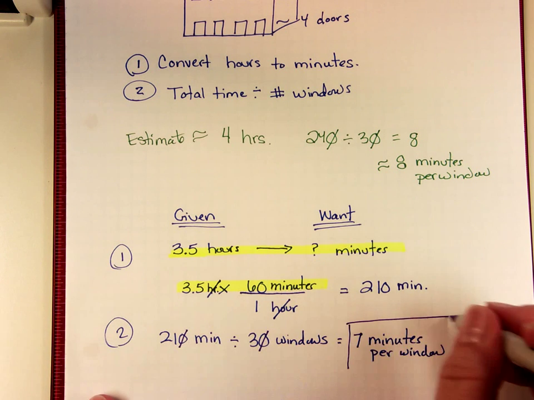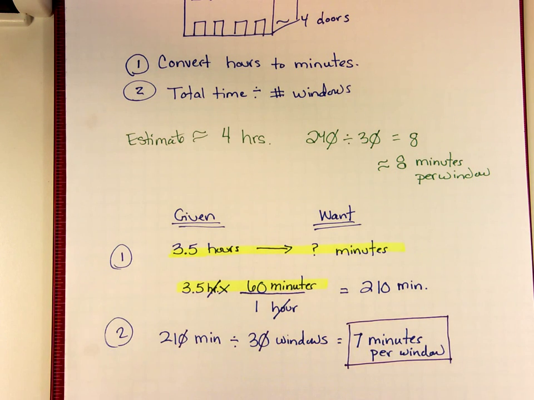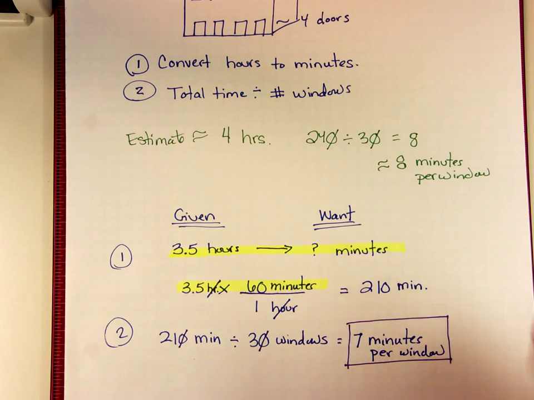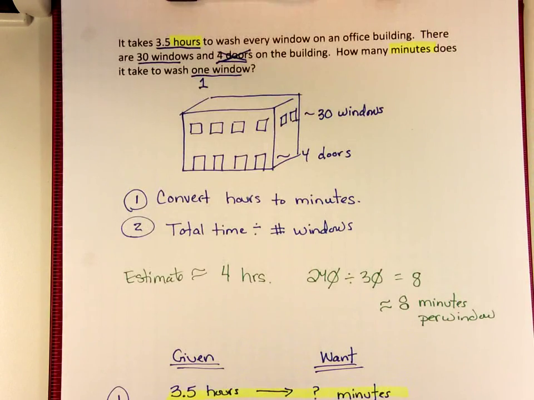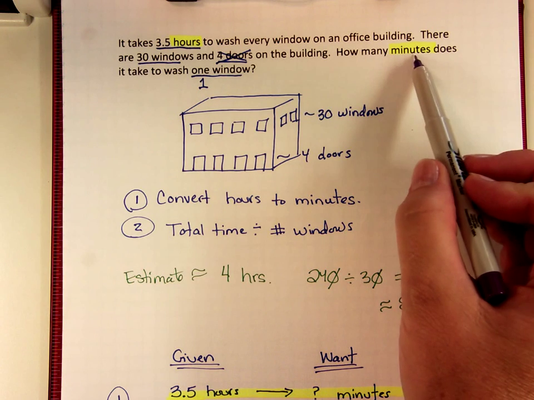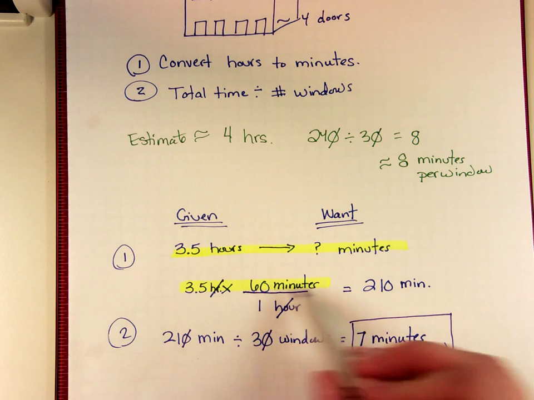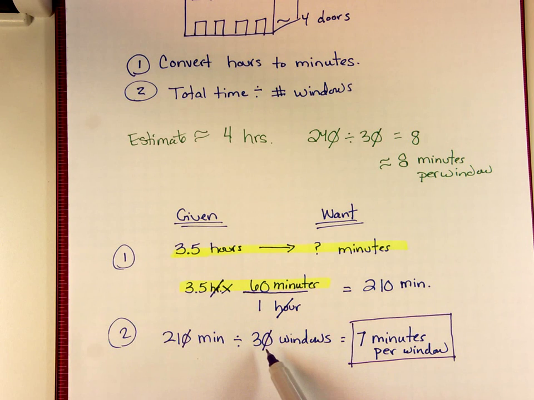Going back to my Solving Math Word Problems checklist, step number 4, reflect on the problem. Did you answer the question, and is your answer close to the estimate? Did I answer the problem? Let's write the problem down. How many minutes does it take to wash one window? We did our conversion into minutes right here. We have 210 minutes. We divided that by the number of windows, and we came up with 7 minutes per window. So I did answer the question.